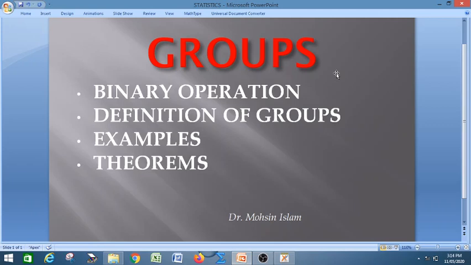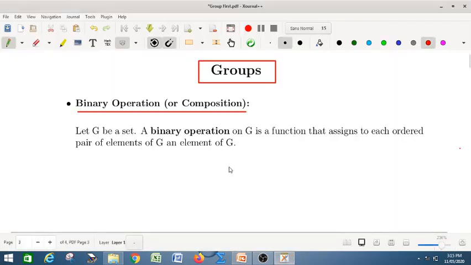So today in our discussion we'll talk about, before group theory, binary operation. After that, some examples on binary operation, definition of groups, examples, and some important theorems on groups. So let us start our lecture today. So what is a binary operation or composition?